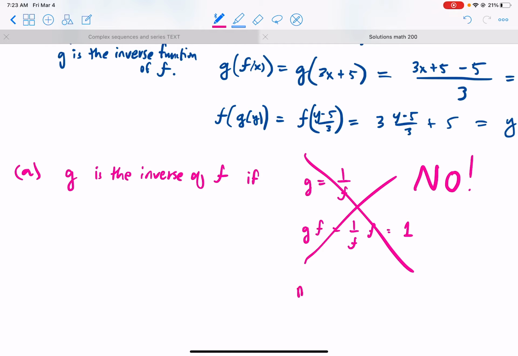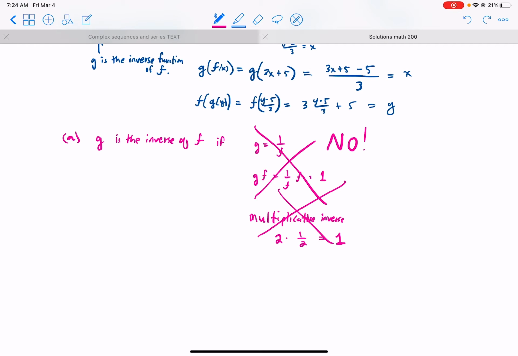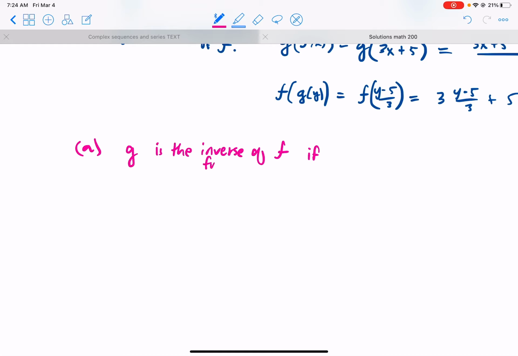Okay, this is unfortunate. The word inverse in this case would be a multiplicative inverse, like the multiplicative inverse of 2 is 1/2, because 2 times 1/2 is 1. This is not what we mean by an inverse function. So please, this was not correct. g is the inverse function of f if what?